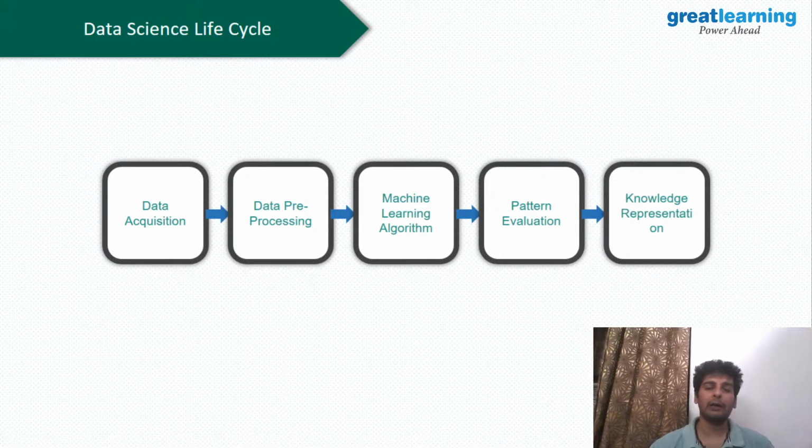Once you convert your untidy data into tidy data, you can go ahead and build machine learning algorithms on top of it. Depending on the problem statement, you'll either use a clustering algorithm, classification algorithm, or maybe a regression algorithm. After you build a machine learning algorithm, you'll get a result, and this is where you'd have to verify if the result is actually correct or not. This is known as pattern evaluation. And finally, when we know that the result is correct, we go ahead and represent our knowledge, or basically show our results in the form of beautiful graphs or dashboards. And this is the entire data science life cycle.